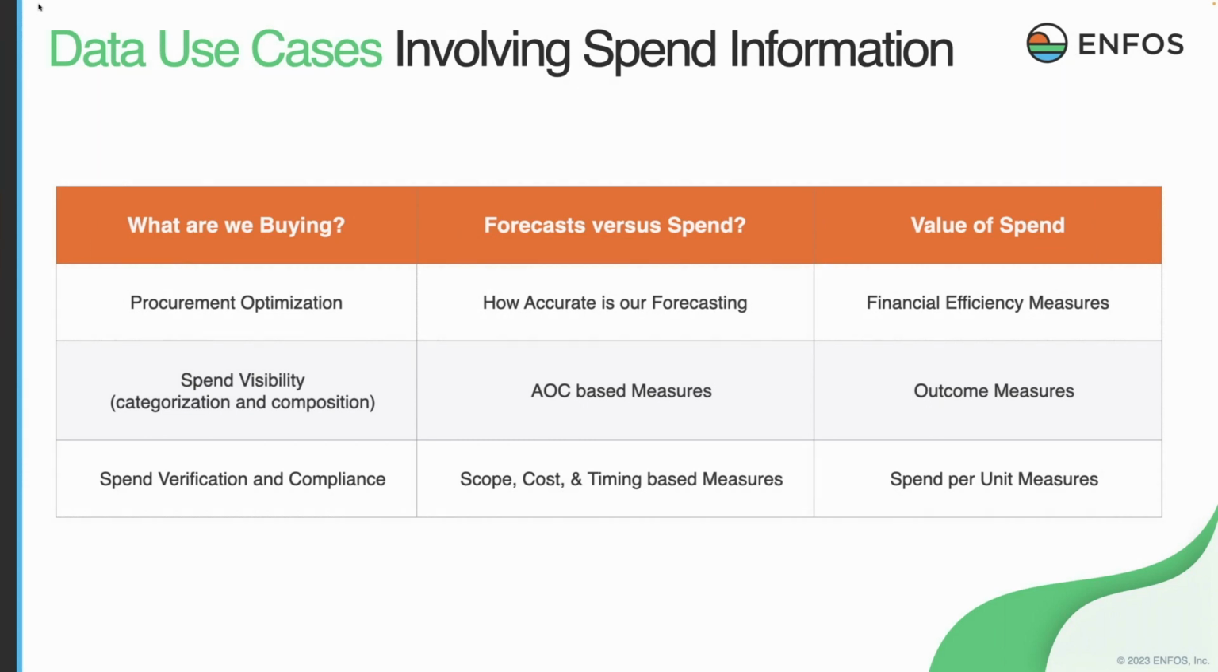So what are we buying? This is usually for procurement optimization, supplier information, rate schedule information, quantities, unit rates, numbers of assigned sites and projects, and so on. This provides spend visibility into both categorization and composition. So categorization ties back to one of my earlier slides that talked about, is it a reserve project?